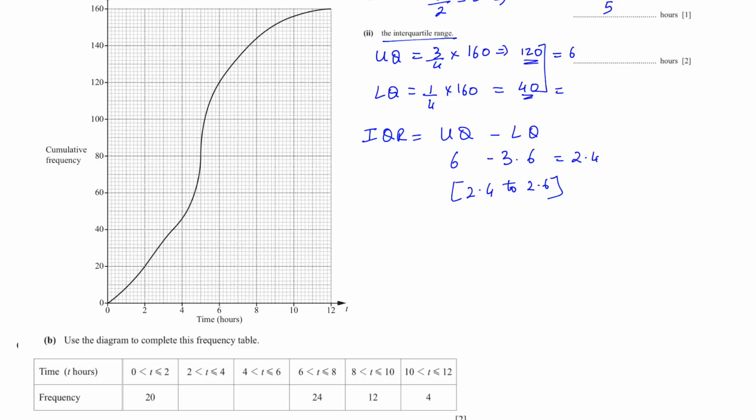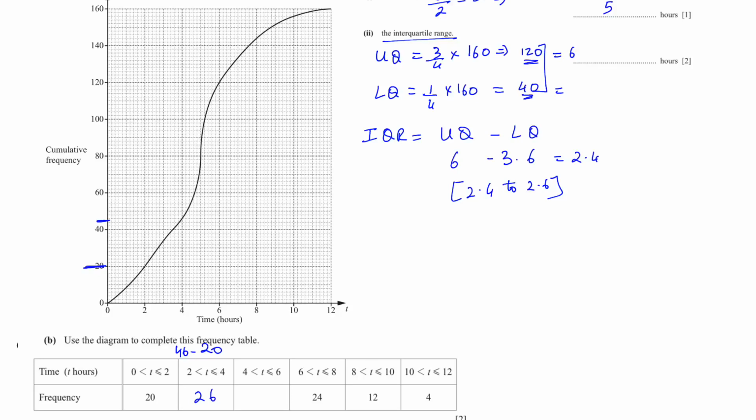In part B, we have to complete the frequency table. 0 to 2 is 20, 2 till 4. So 2 till 4, when we go here, we get 46. So what is the difference between these two numbers? Here you will have 46 minus 20, which is 26.